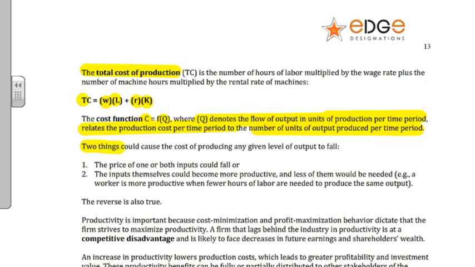What are the 2 things that could cause the cost of producing any given level of output to fall?